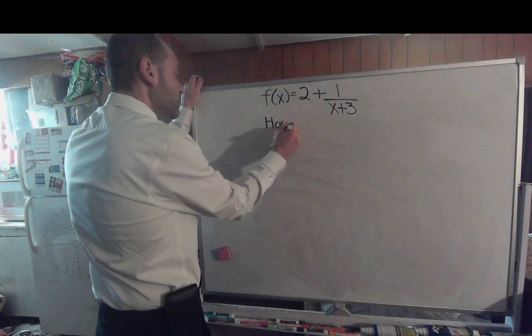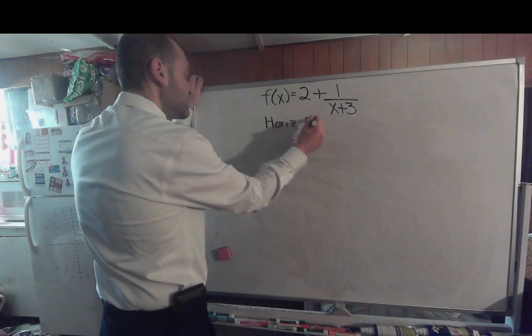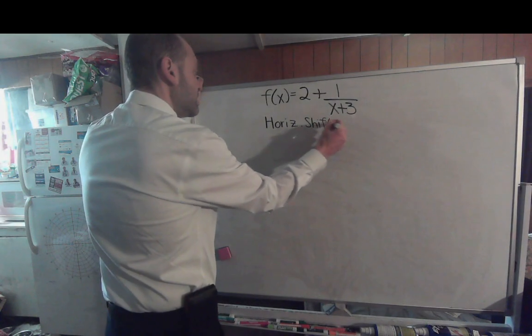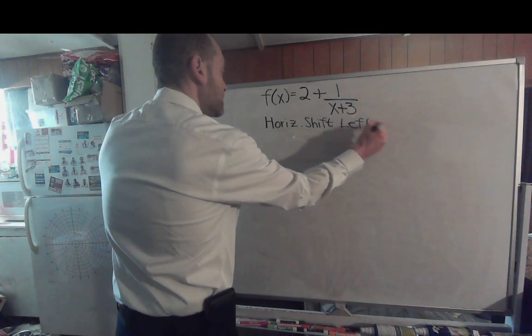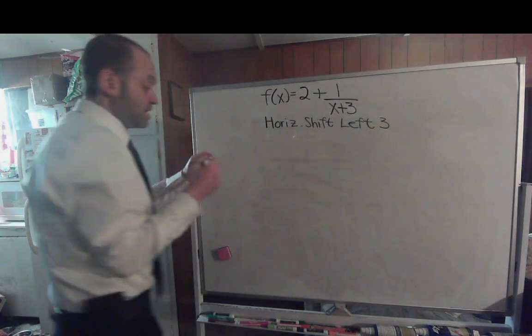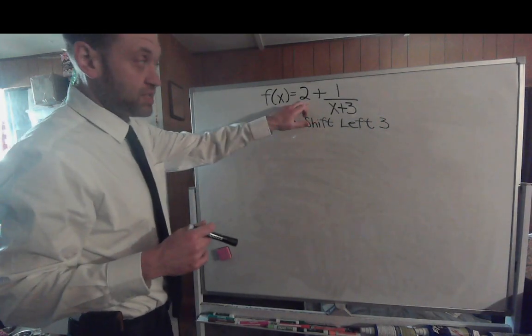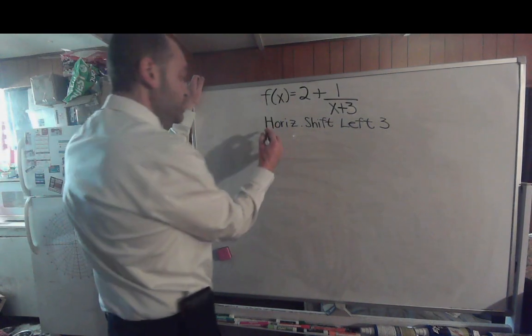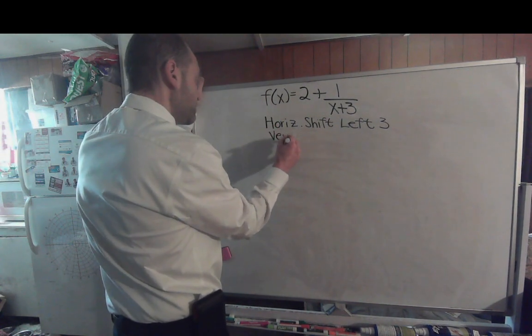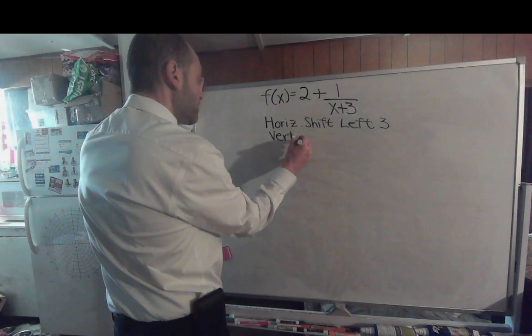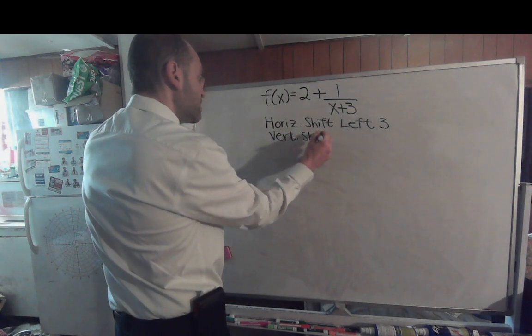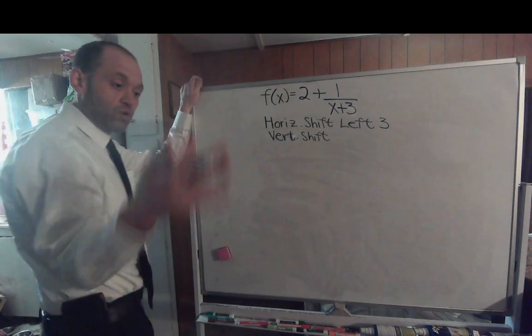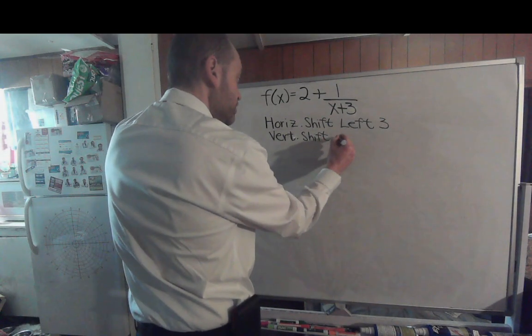So you have a horizontal shift left 3 units. Then that plus 2, you also have a vertical shift up 2 units, which is going to shift your vertical asymptote and your range.